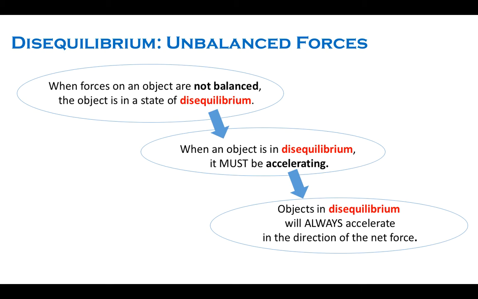When an object has forces that are unbalanced, we call that disequilibrium. So an object that is in disequilibrium does not have balanced forces acting on it. When objects are in disequilibrium, they're not at rest, they're not moving at constant velocity, they are accelerating. And when an object is accelerating, the object will always accelerate in the direction of the net force. That's absolutely key. Objects always accelerate in the direction of the net force.